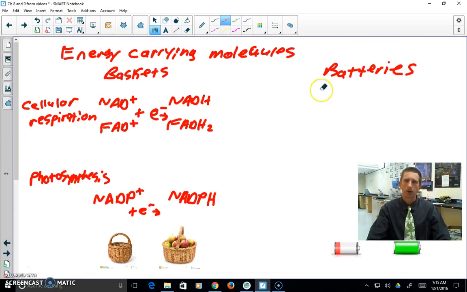We talked about our baskets. So now our batteries are the same for cellular respiration and for photosynthesis. If it's an empty battery, we're not going to say it has no energy because it does have a little bit of energy. It does still have chemical bonds. Remember, that's how we store energy. But our empty battery is going to be ADP.